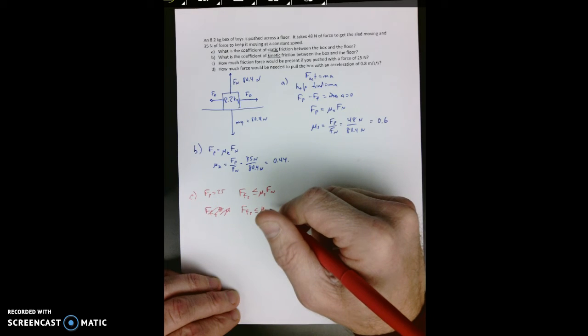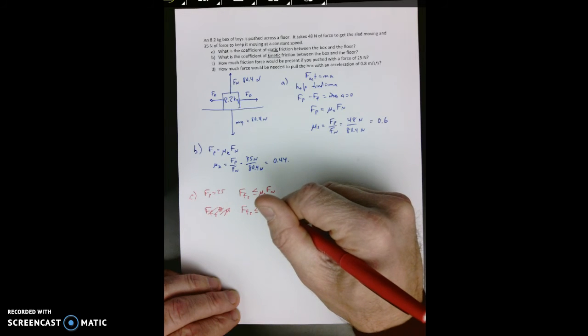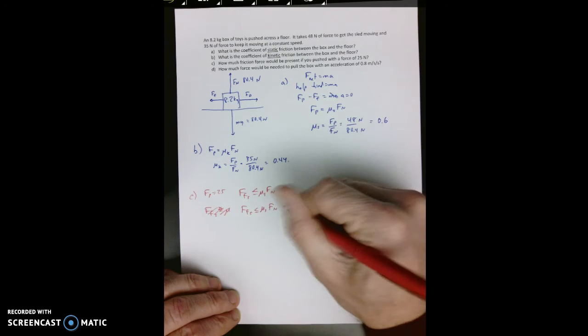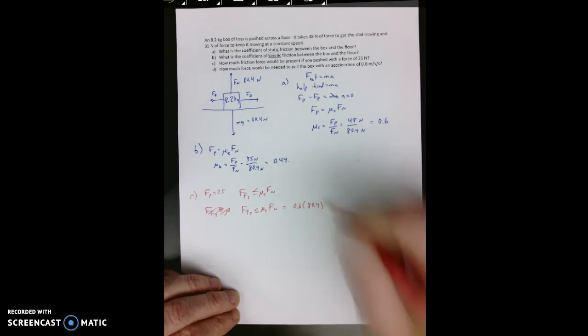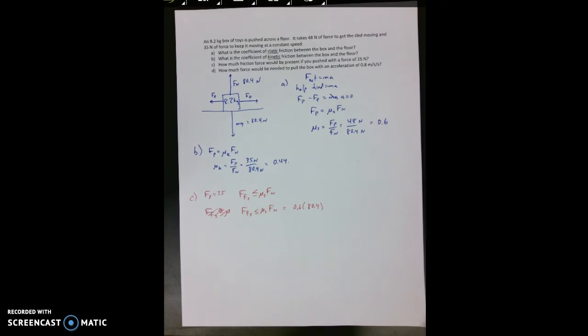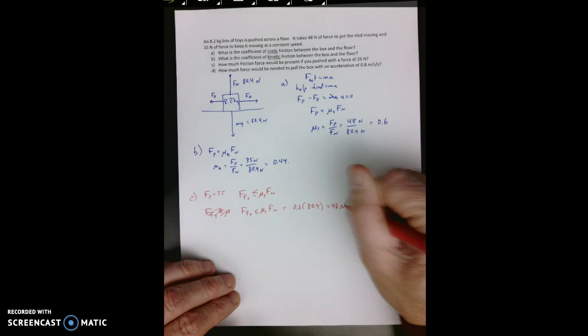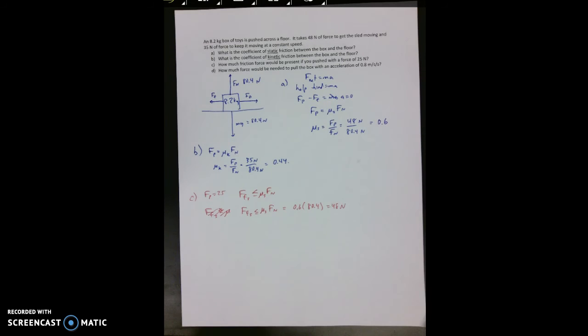So that is 0.6 times the normal force, which was 80.4. And we should know that should already be 48 newtons. So is that how much force I have? If that were the case, I would have 48 newtons of friction and only 25 newtons of pushing force, which doesn't make sense. That would imply that friction is pushing the object and causing its motion. And that's just not the way that friction behaves.